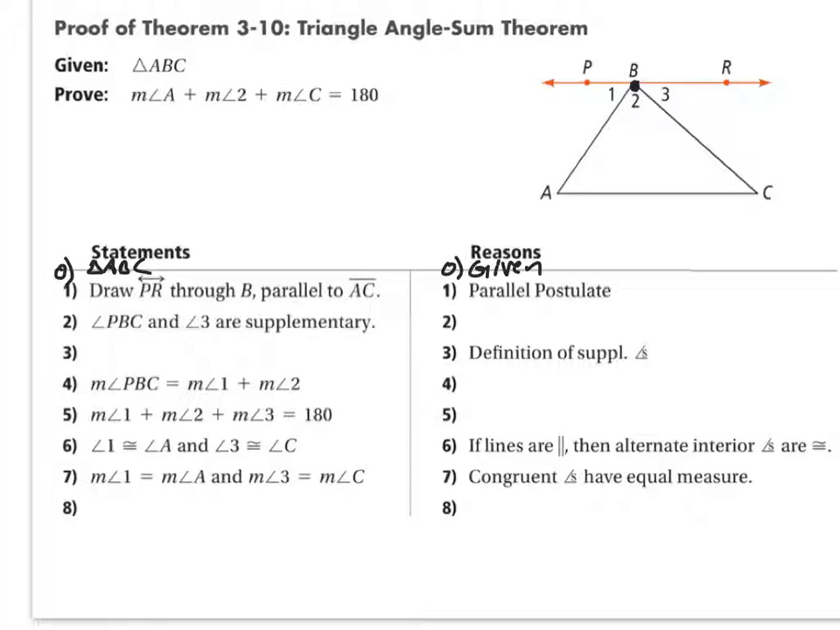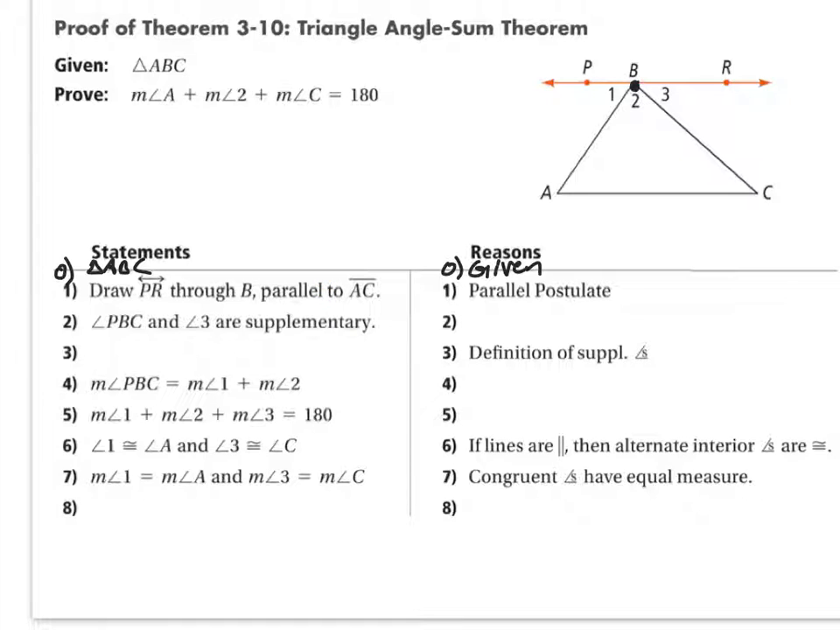Well, now that I know I have triangle ABC, now I can say my next statement, which is to draw line PR through point B parallel to line segment AC. That's my auxiliary line. And I know I can do that according to the parallel postulate. I know that there is one and only one line that exists with that description. Make sense what they're doing?